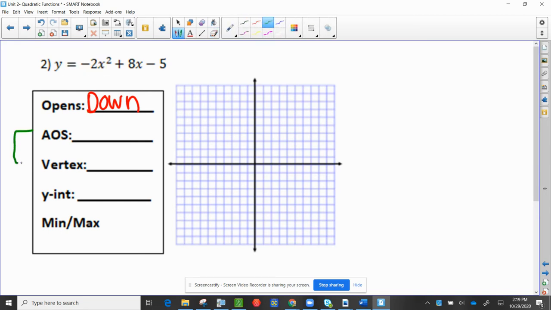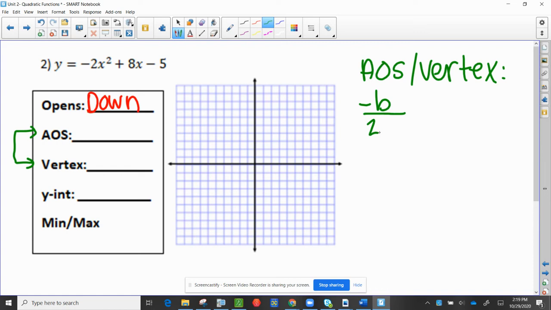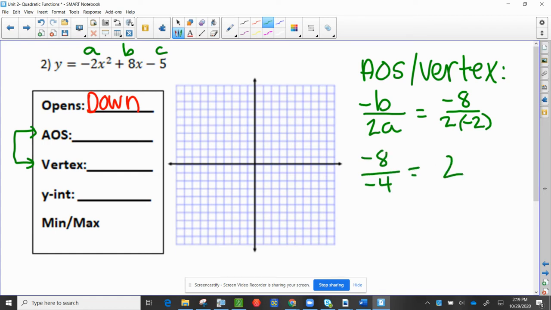Okay, next we're going to do the axis of symmetry and the vertex. Those go together, so we're going to work it as one thing at this point. We use that equation, the opposite of b over 2a. In this case, remember this is a, b, c, my b term is 8, so we take the opposite of 8 over 2 times the a term. So 2 times negative 2. That gives me negative 8 over negative 4, which ends up being 2.